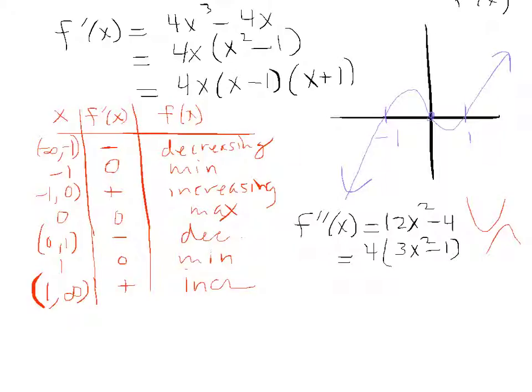So that function has, let's see, where are the zeros for that? 3x squared minus 1 equals 0 when 3x squared equals 1. x squared is 1 third. So when x is plus or minus 1 over root 3, or root 3 over 3.